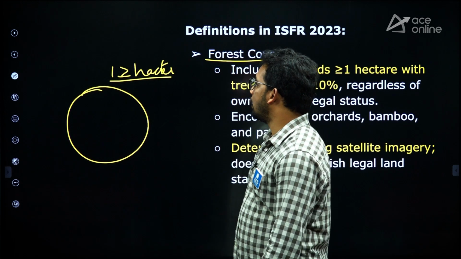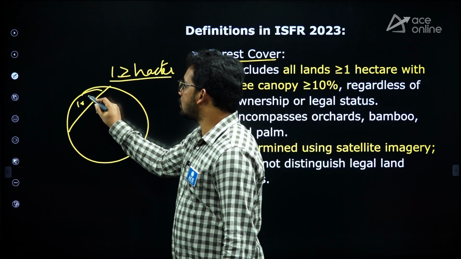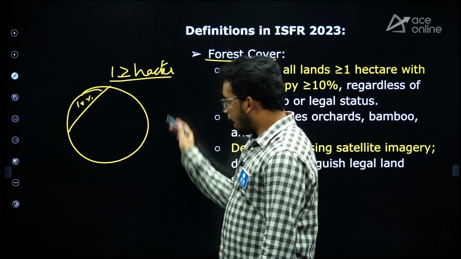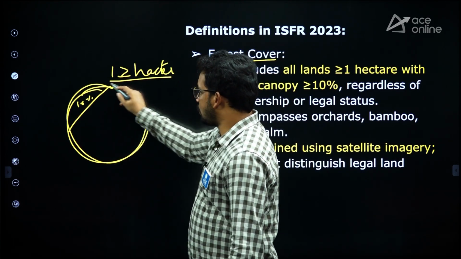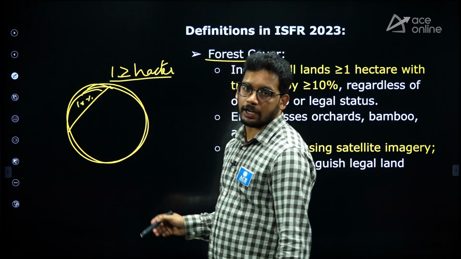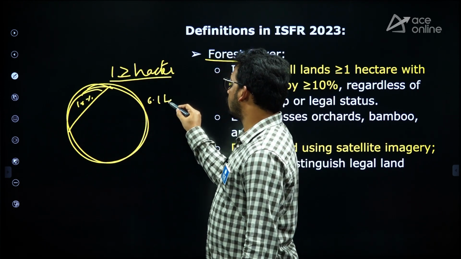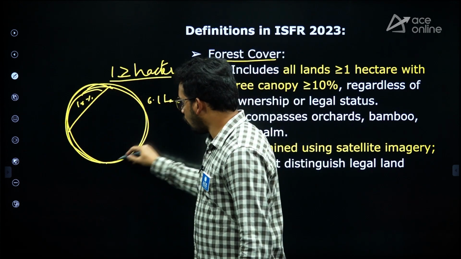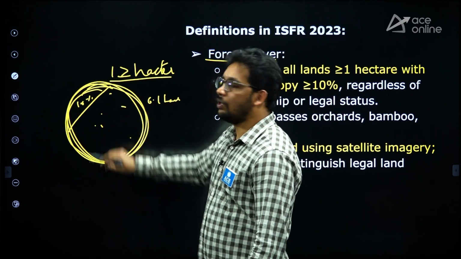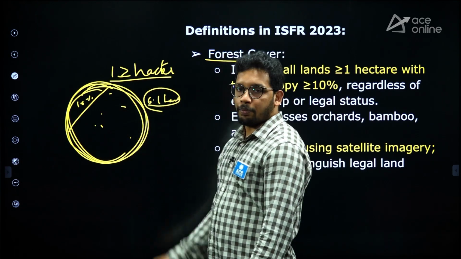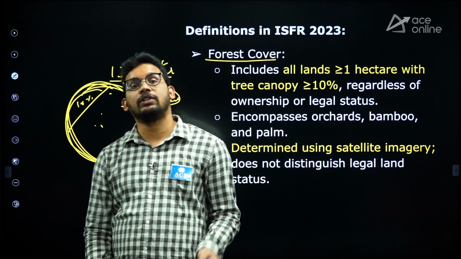That is one criteria. And in this land, at least 10% of the land should be occupied with canopy. That means if you take this as 1 hectare, out of that at least 0.1 hectare should be occupied. Not at a single place, but even like this also, at least 0.1, that means 10% of that particular land should have the tree canopy.